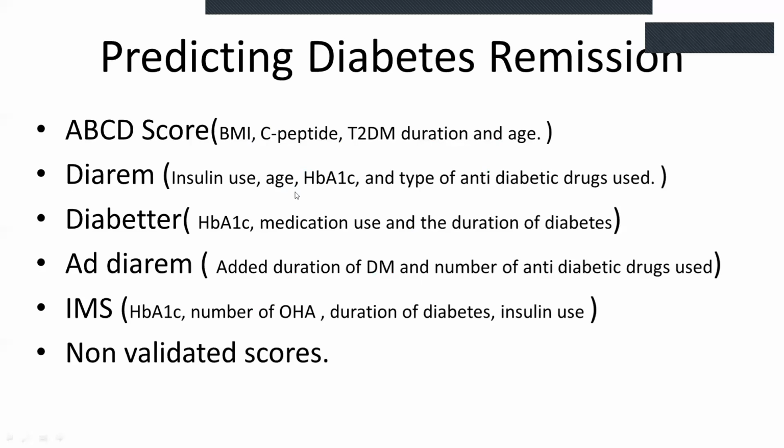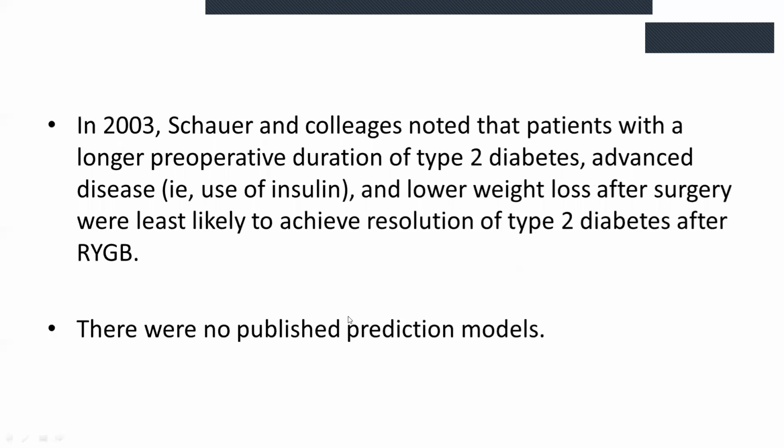The DIREM uses insulin use, age, glycated hemoglobin levels, and the type of anti-diabetic drugs used. The Diabetes score uses HbA1c, medications used, and the duration of the diabetes. And the Advanced DIREM score is a modification of the DIREM, and it adds the duration of diabetes and also the number of anti-diabetic drugs used, and it also modifies the scoring used in the DIREM so that a different score is obtained. And the IMS score uses the HbA1c levels, number of OHA, the duration of diabetes and insulin use. So let's go.